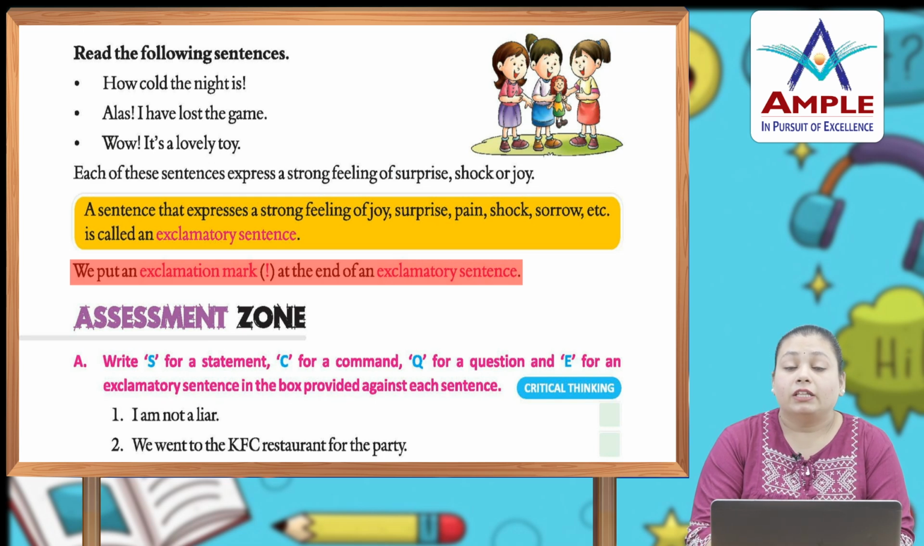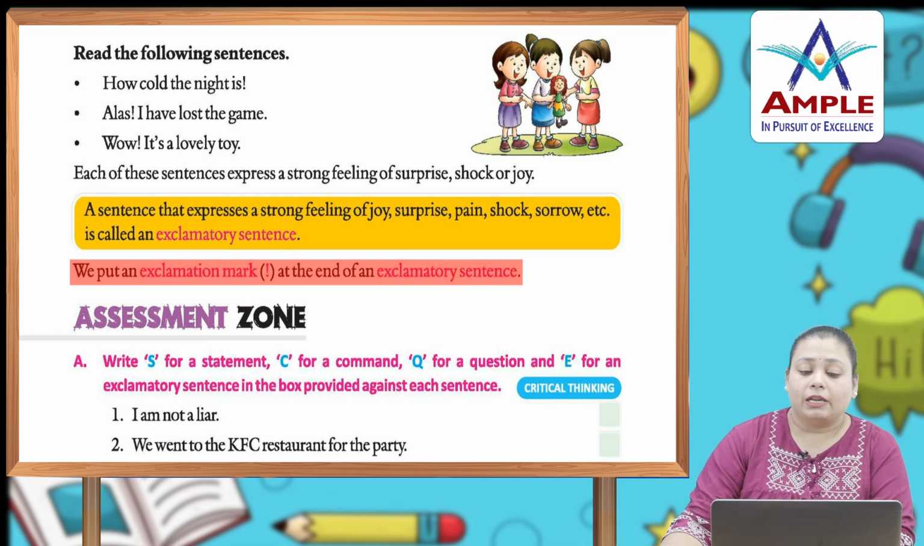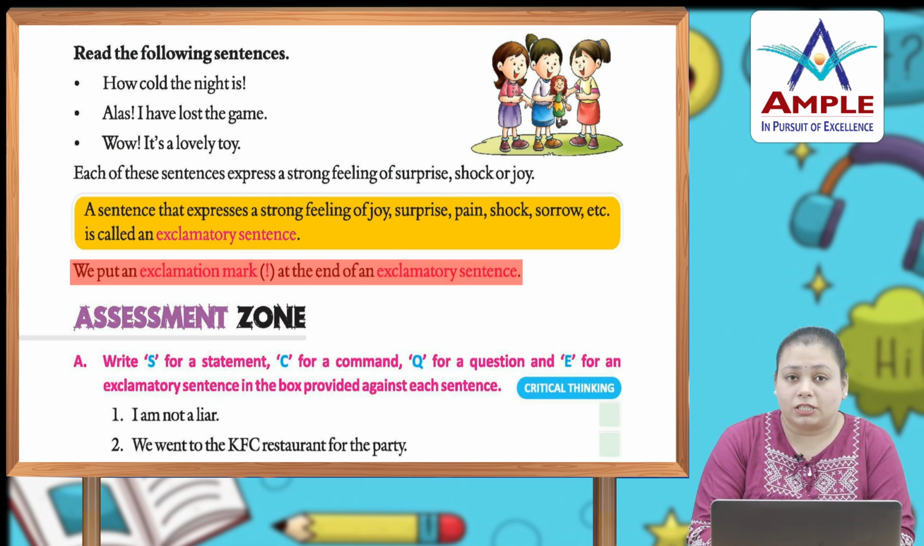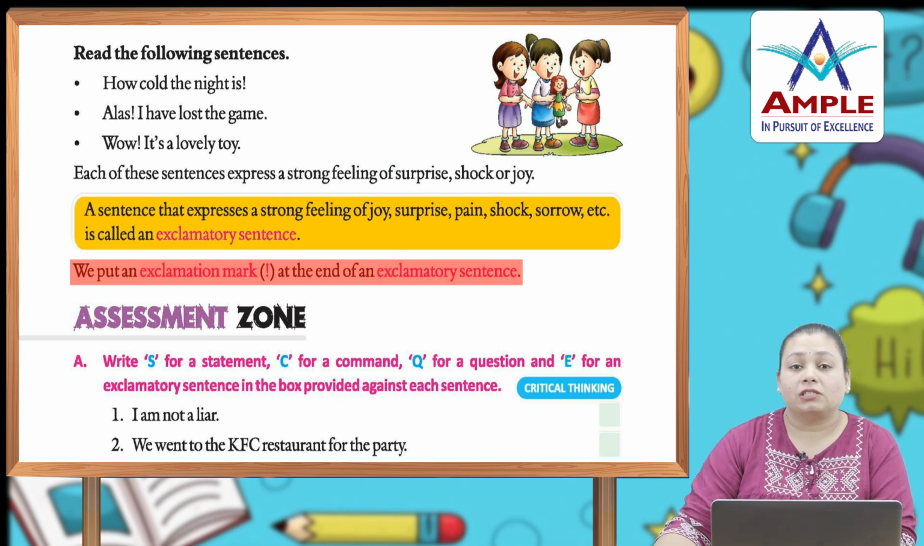And if you find a question mark at the end of the sentence, it means it's an interrogative sentence, or it starts with the WH family: how, what, when, where, like that. And an exclamation sign will give you an idea that this is an exclamatory sentence. It will express a feeling of joy, happiness, shock, pain, sorrow, etc.